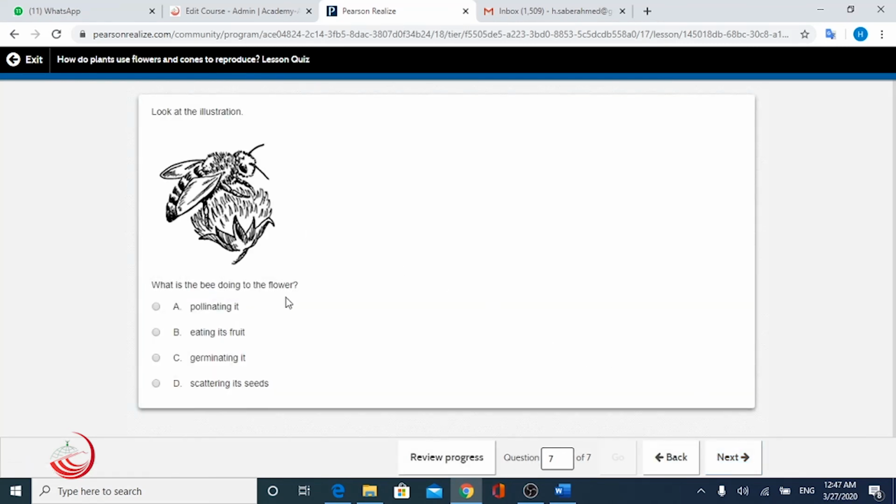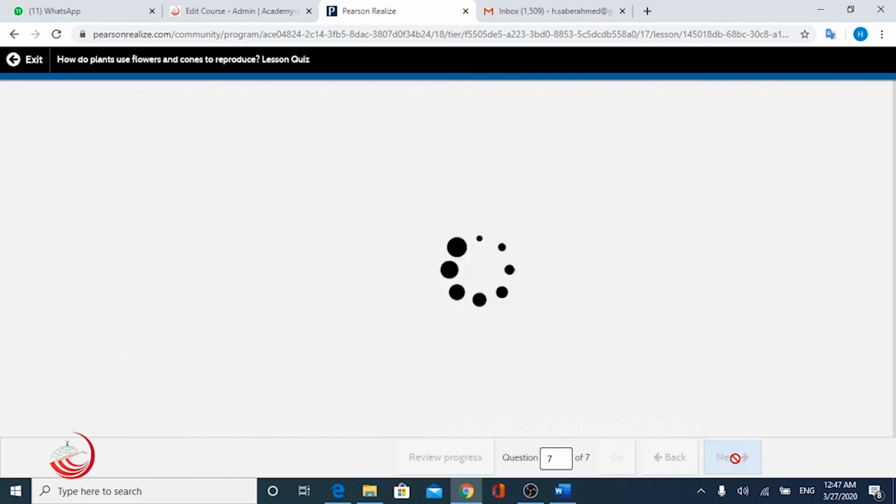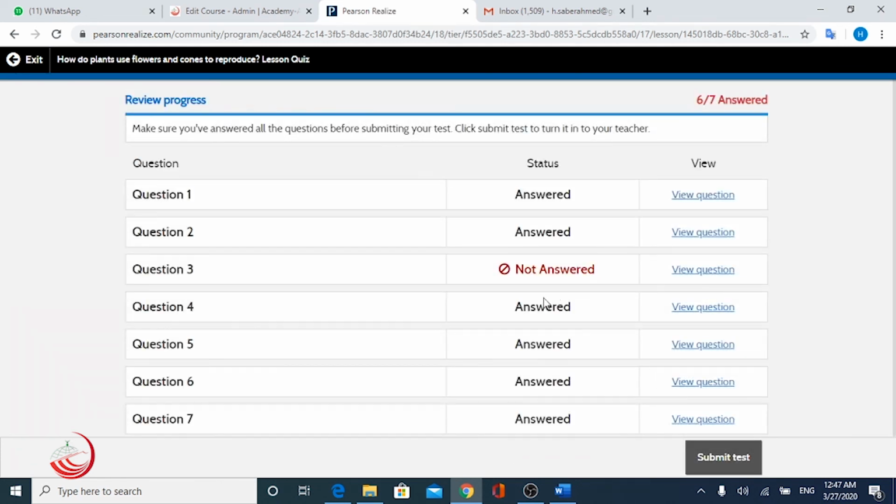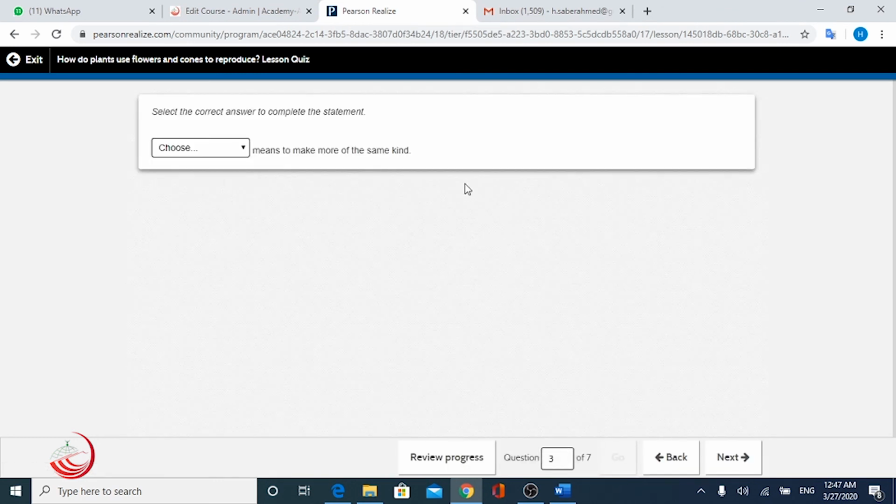What is the bee doing to the flower? It is pollinating it, eating its fruit, germinating it, scattering its seeds. What is it doing? What are you, bee, doing to my flower? Pollinating it. Thank you, bee. Very good. Oh, we didn't answer this. Let's view it. To make more of the same kind. We said reproduce.